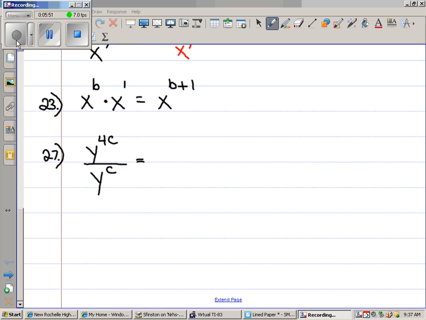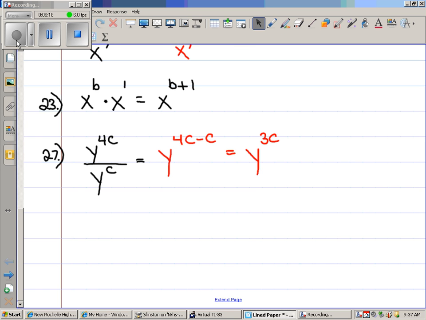All right, let's try 27. What happens when you have two things that have the same kind of base? What do you do to their powers? Yeah, you subtract them. Don't get all mixed up with how complicated the problem was. Think about the very basic rules we learned. This is going to be 4c minus c. How much is 4 c's minus 1 more c? That's it. That's all there is to it. 3c. We're done.